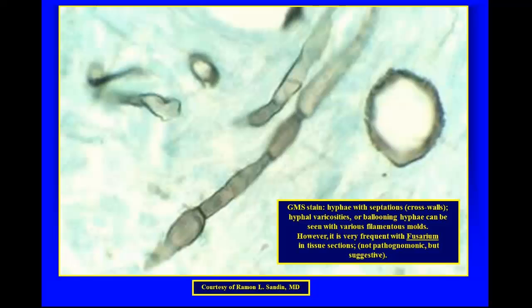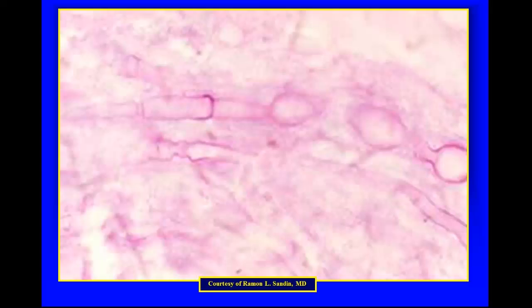And this is in GMS, and this is in PAS. Once again, those ballooning hyphae in the midst of normal hyphae with beautiful cross walls, which we call septations.